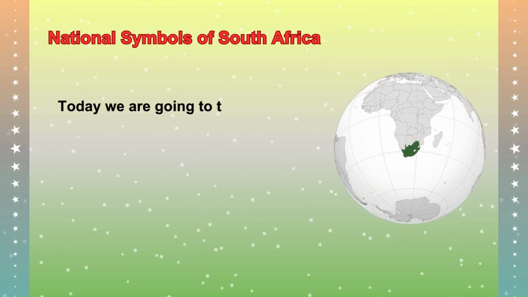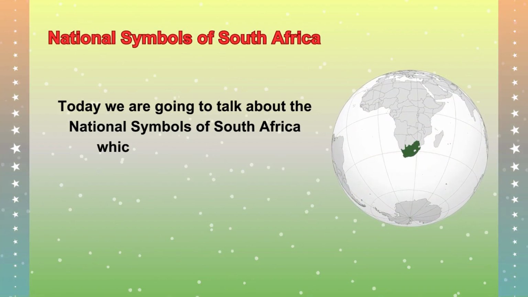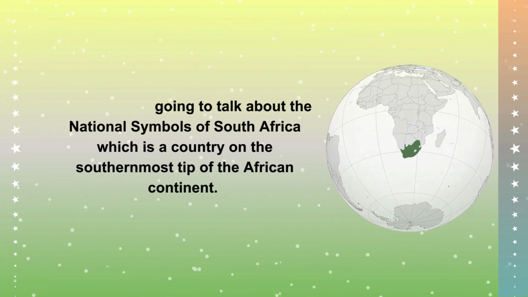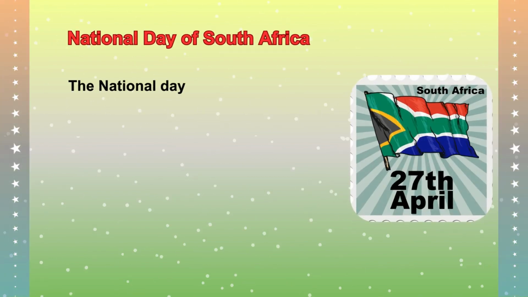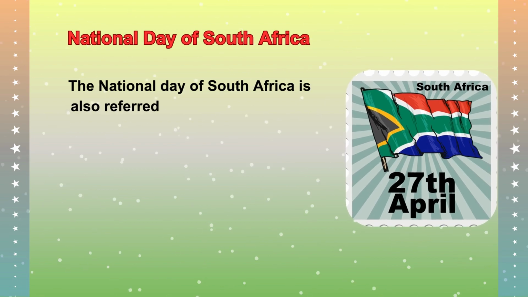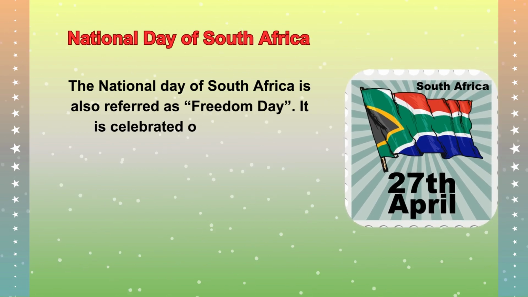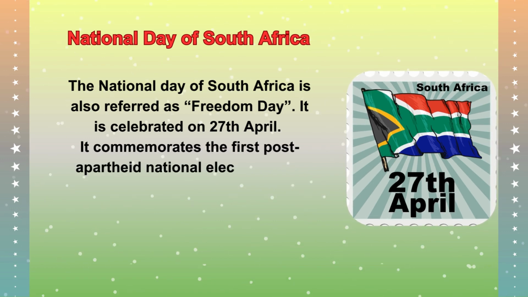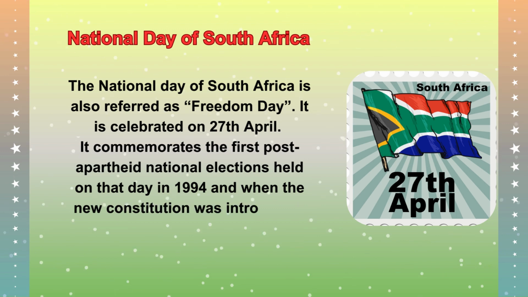Today we are going to talk about the national symbols of South Africa, which is a country on the southernmost tip of the African continent. The National Day of South Africa is also referred to as Freedom Day. It is celebrated on 27th April. It commemorates the first post-apartheid national elections, held on that day in 1994, and when the new constitution was introduced.